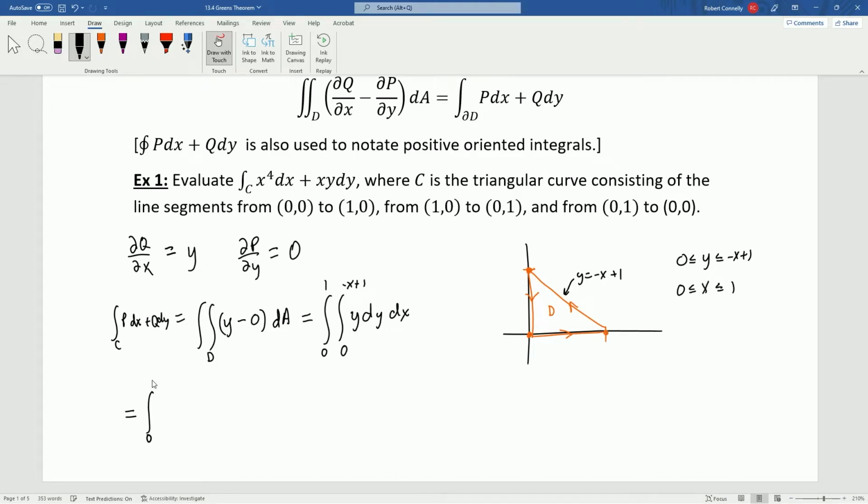So this is the integral from 0 to 1 of y squared over 2, where y is evaluated from 0 to negative x plus 1 dx. This gives me negative x plus 1 squared. Put the 1/2 out in front.